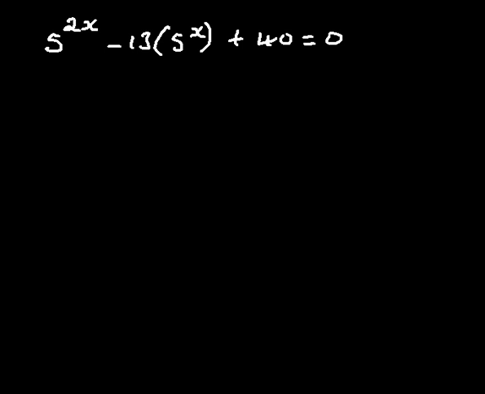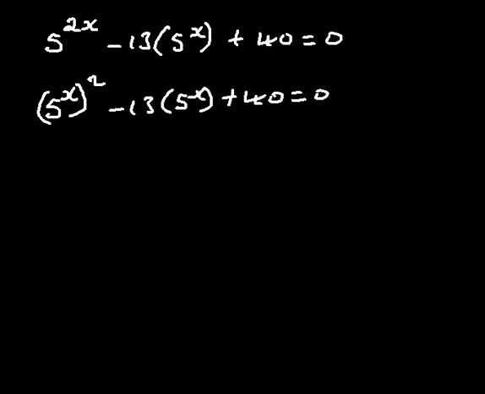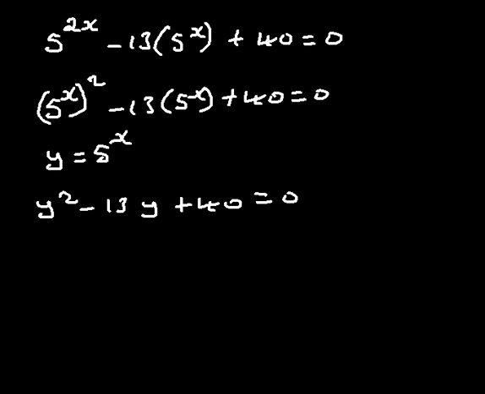At this point, using the laws of indices, we'll have 5 to the power x, all to the power 2, minus 13 times 5 to the power x, plus 40, which is the same as 0. Then I'll let 5 to the power x be given as y. So we have y squared minus 13y plus 40, which is equal to 0.